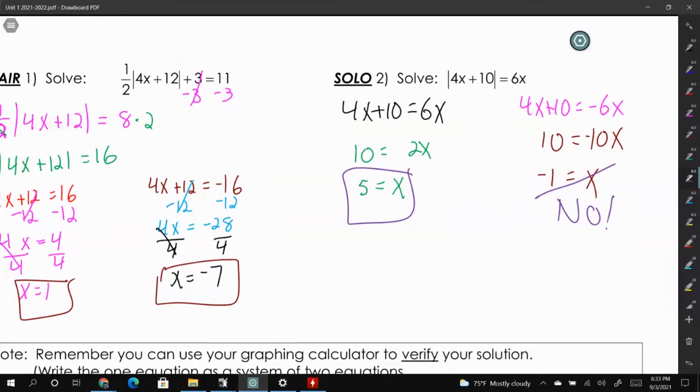All right, here are the answers. So for this one here, you should get x equals 5 and x equals negative 1, and x equals negative 1 did not work, but x equals 5 did. So there's only one solution.